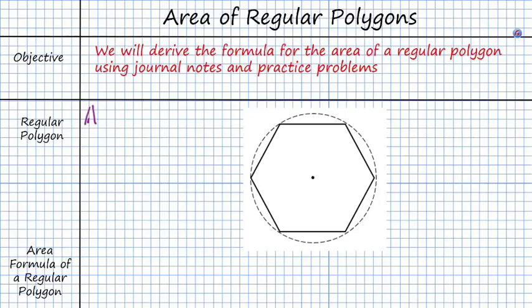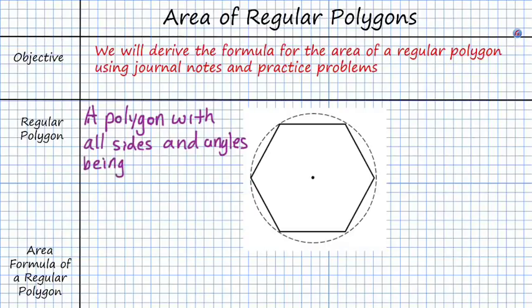A polygon with all sides and angles being congruent. So for instance, we have a figure like this.